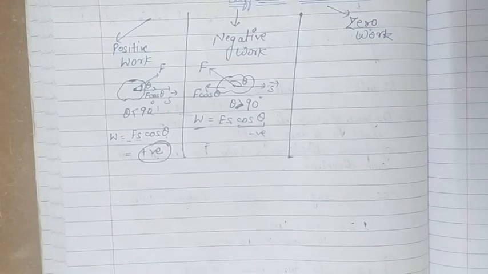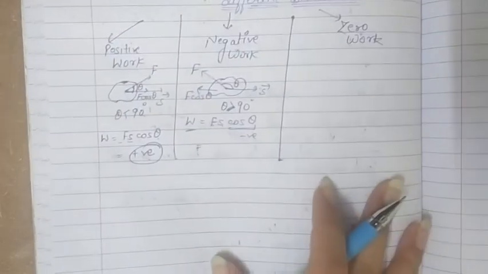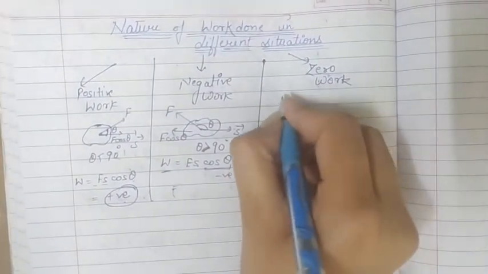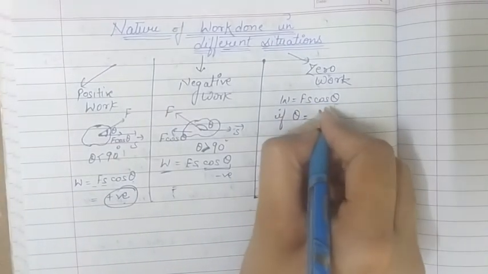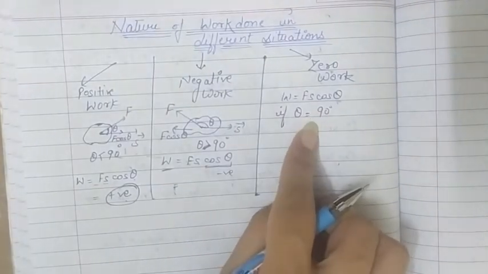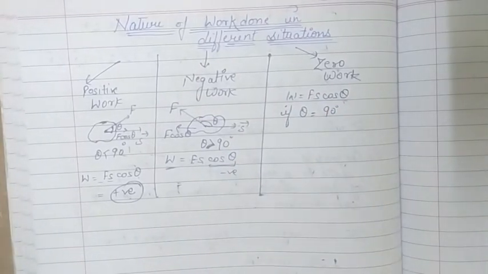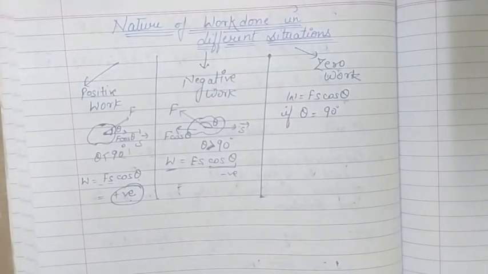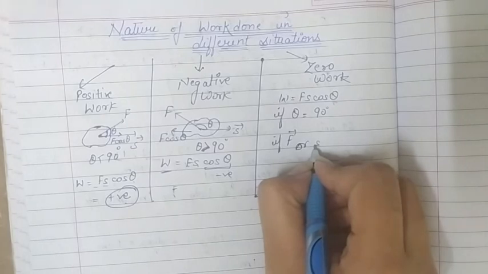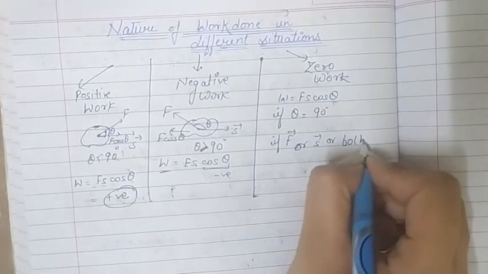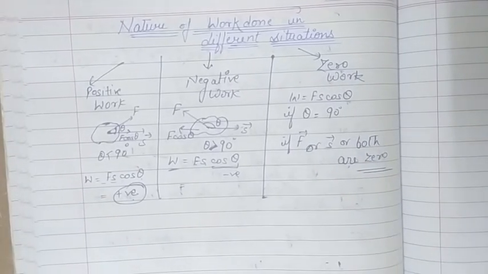Now come to the situation of zero work done. Now there are two possible situations in case of zero work done, or I should say three possible situations. In the formula, W is equal to Fs cos theta, if theta is equal to 90 degree, cos 90 will be 0. If theta is equal to 90 degree, cos 90 will be 0 and work done will be 0. Other than this, there are situations if F vector is 0 or S vector is 0 or both are 0. In those cases, also we get zero work done. So for zero work done, there are many possibilities.